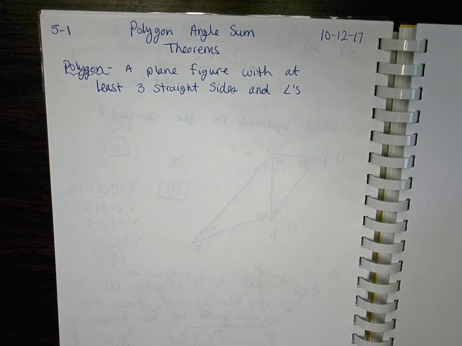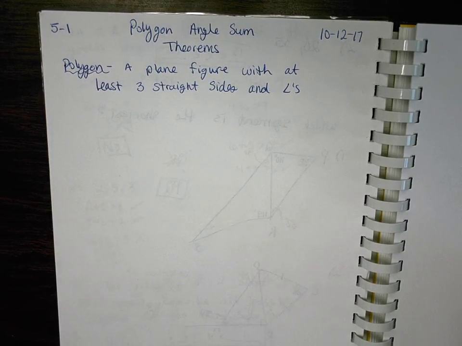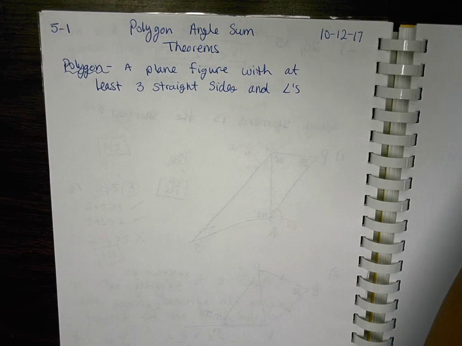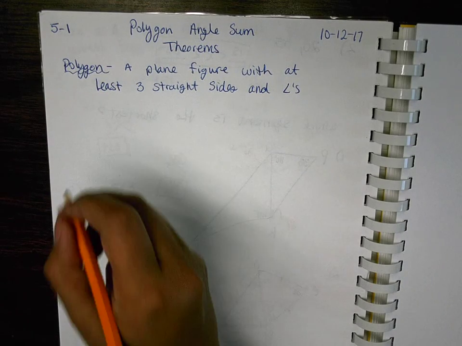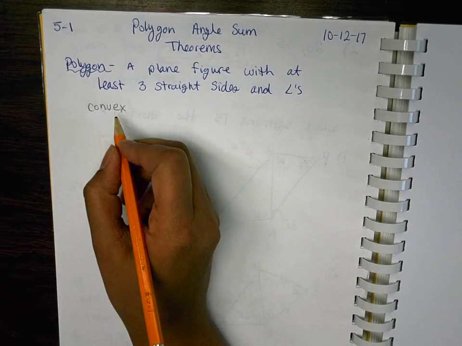Okay, so it's not three-dimensional, it's flat. That's what is meant by plane, it's flat. With at least 3 straight sides and angles, and of course they have to be connected. So you're going to hear this word coming up on a homework or quiz or test.